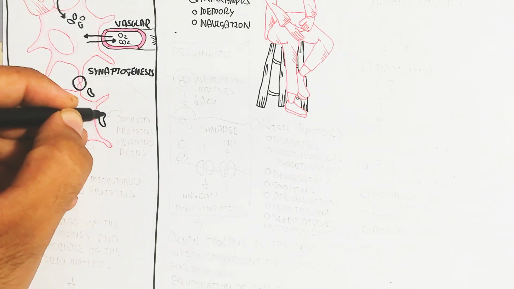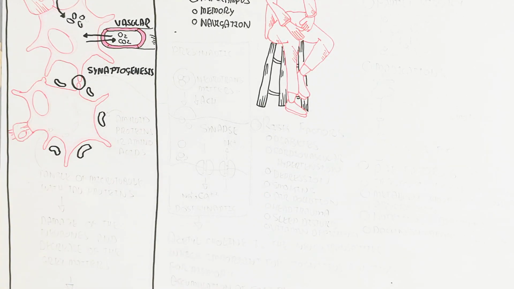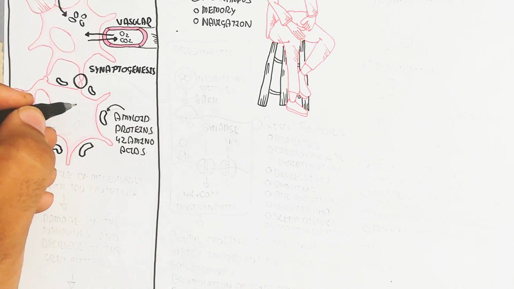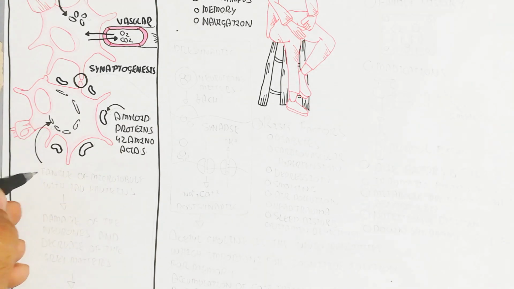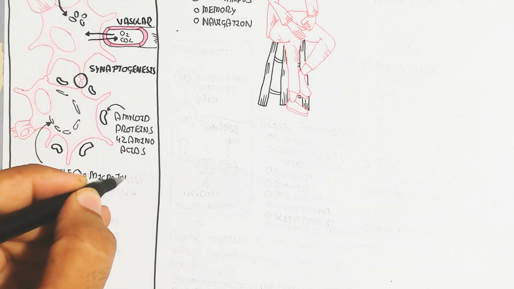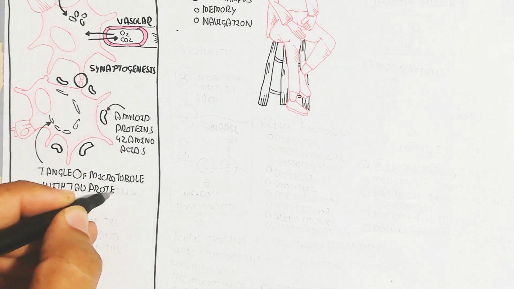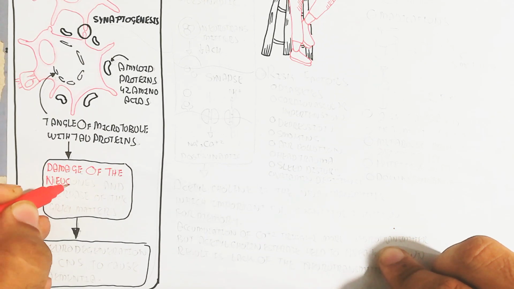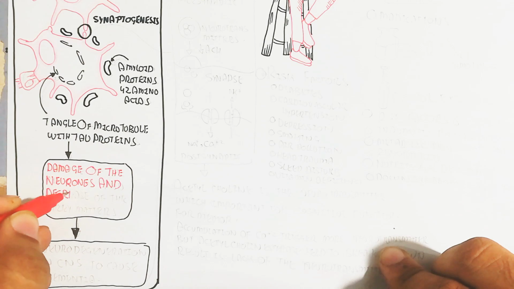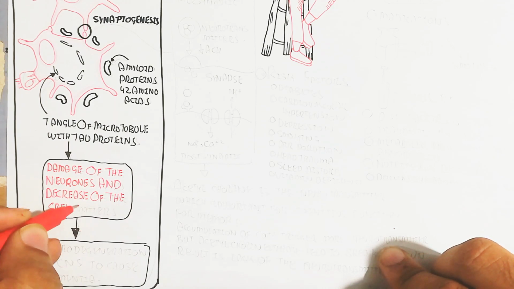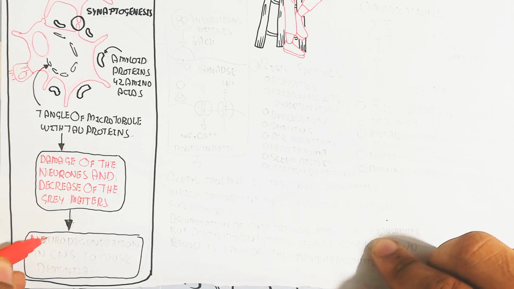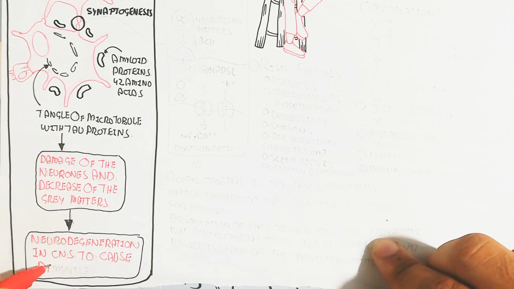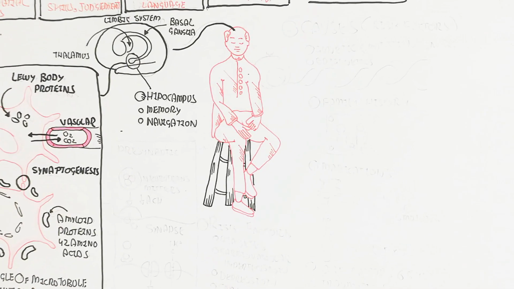Synaptogenesis is important for increasing memory, the memorization. The amyloid protein of 42 amino acids is part of Alzheimer's disease and is deposited extracellularly, while intracellularly there is tangle formation of microtubules with tau protein. This tau protein will become unstable because the cytoskeleton will be damaged due to the ring and tangle formation, damaging the neurons and decreasing the gray matter. This neurodegeneration in the central nervous system causes dementia.